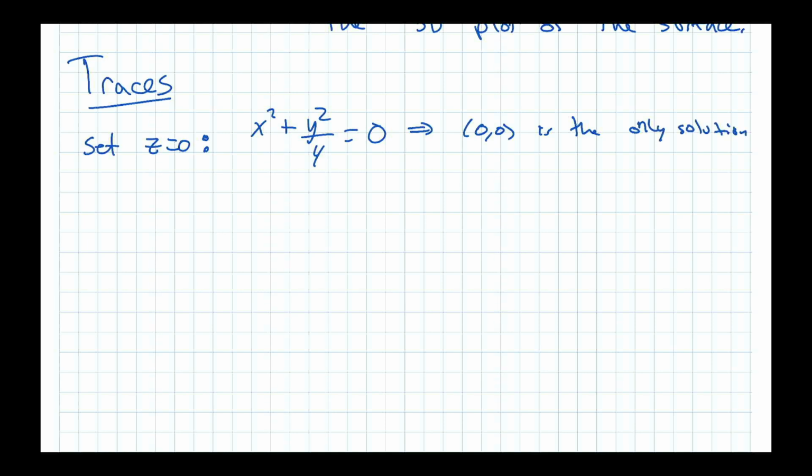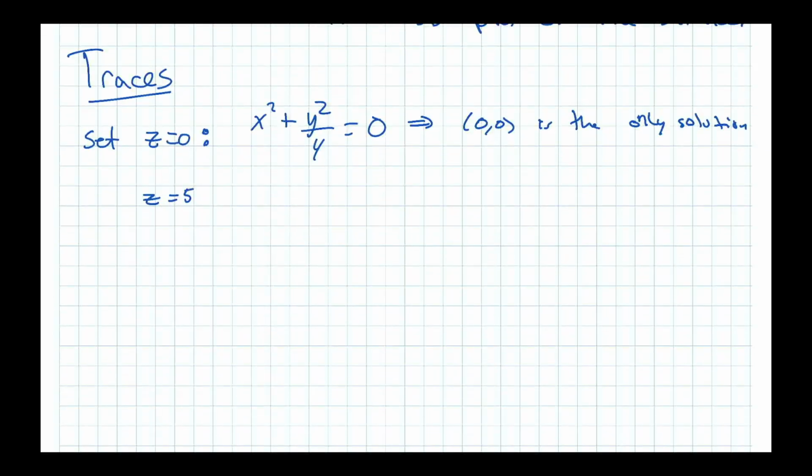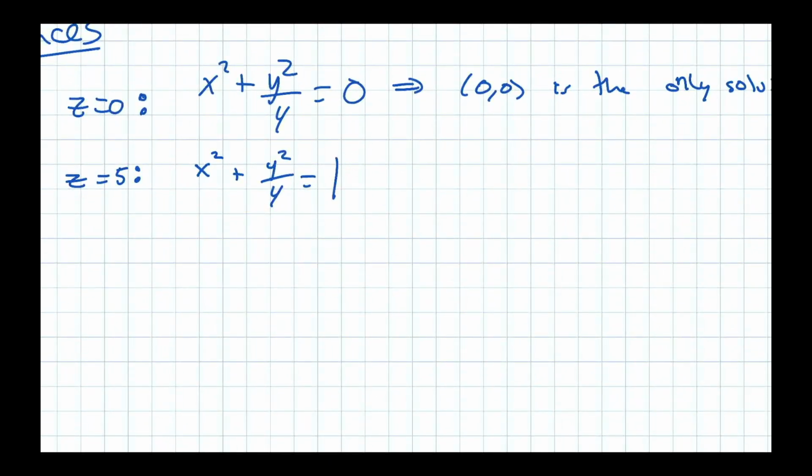Okay, now let's set z equal to something else. Now you can set it equal to whatever you want. I'm going to set it equal to 5 just because I know I'm going to divide it by 5 and that just makes it easier to write. So what happens as z equals 5? Then we get x squared, plus y squared over 4 equals 5 over 5, right? Which is 1. So I'll just put 1. And what does this look like? Right? Because we're supposed to be graphing this now. So you would need to look at this, realize that it's an ellipse.